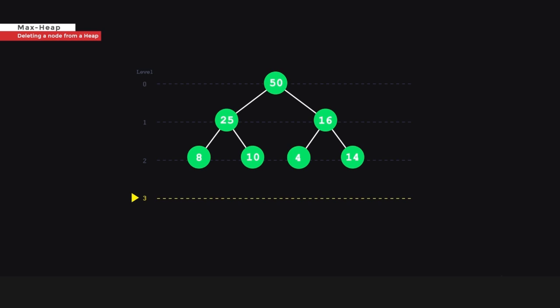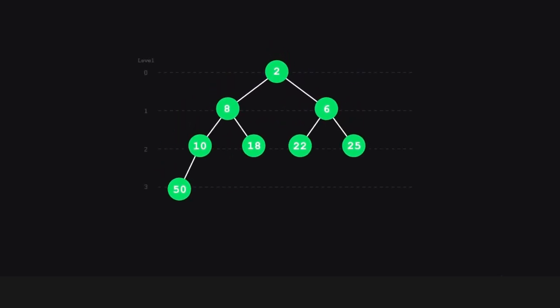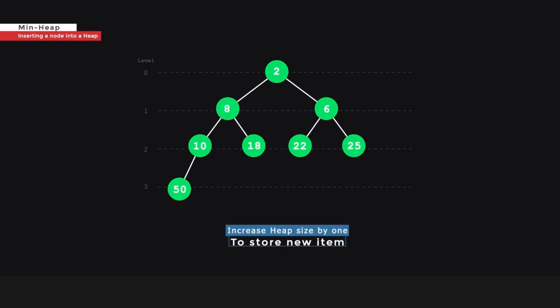Now let's have a look at the insertion operation. The task is to insert a new element into the heap while maintaining the heap property. The idea is to first increase the heap size by 1 to store the new item. Then we must store this new item at the end of the heap. Suppose we want to insert a node with the value of 4.